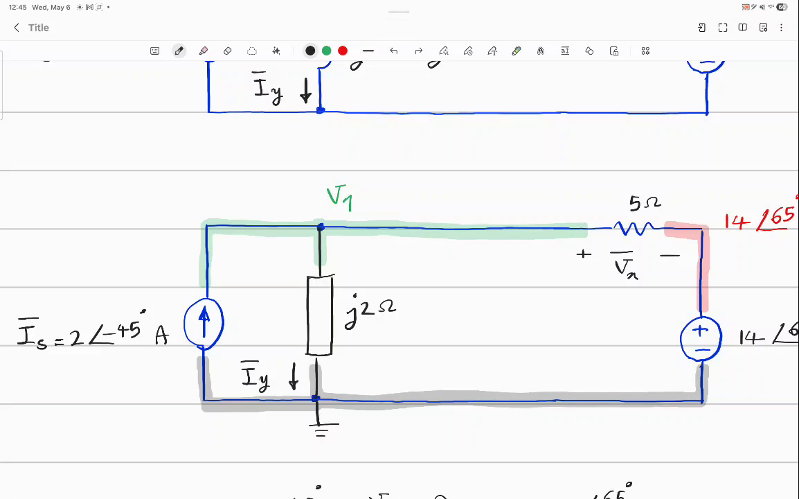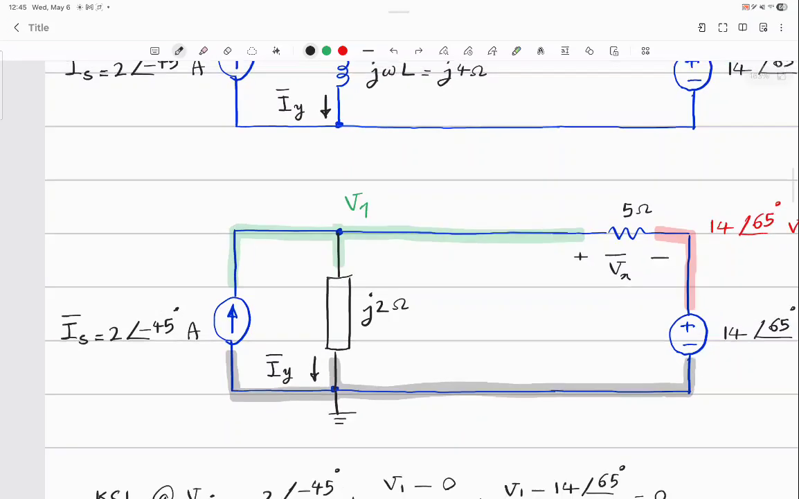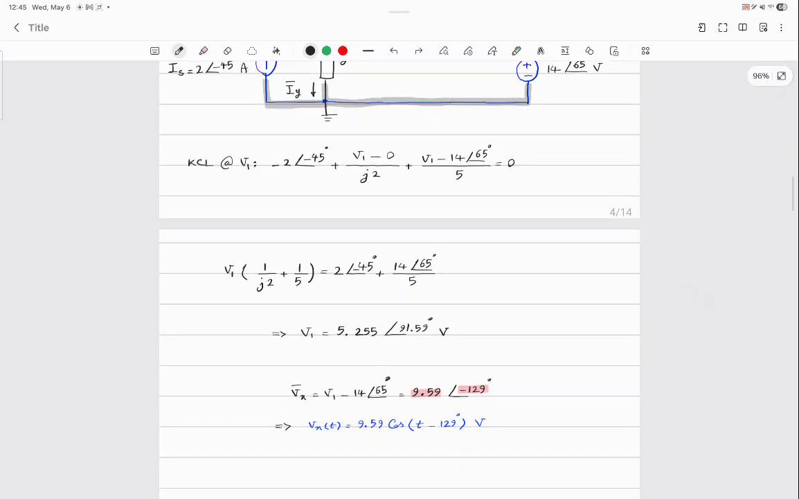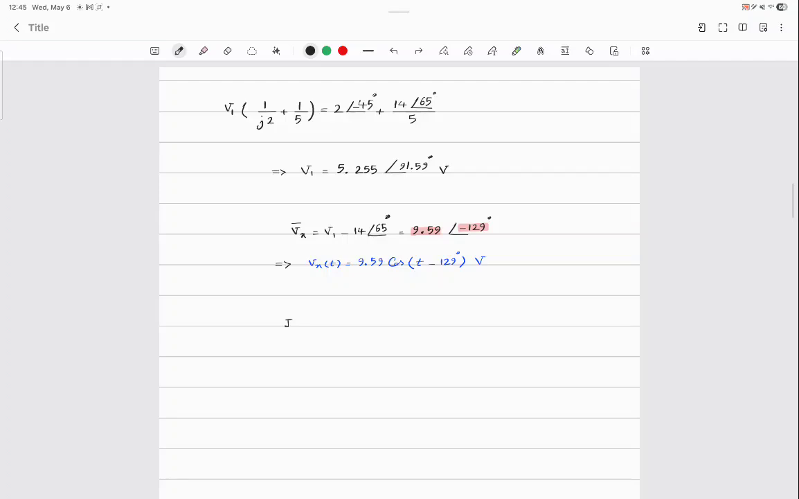The same scenario. V1 minus 0 over 2J or J2. Exactly the same. The only difference is that the numbers are complex. So remember, IY is equal to V1 minus 0 divided by J2. Give me the answer.